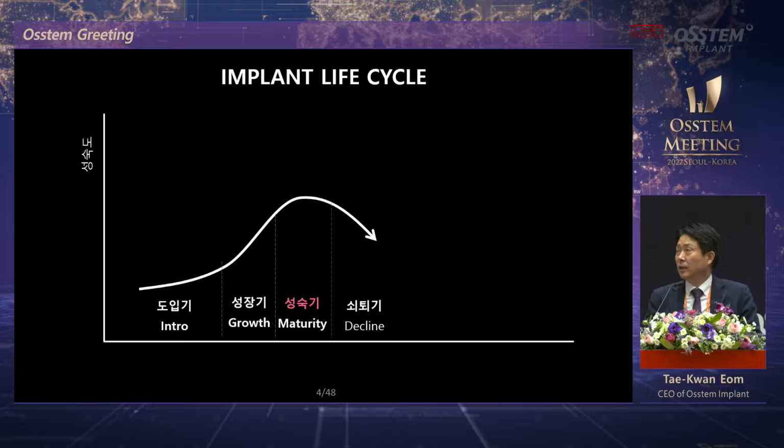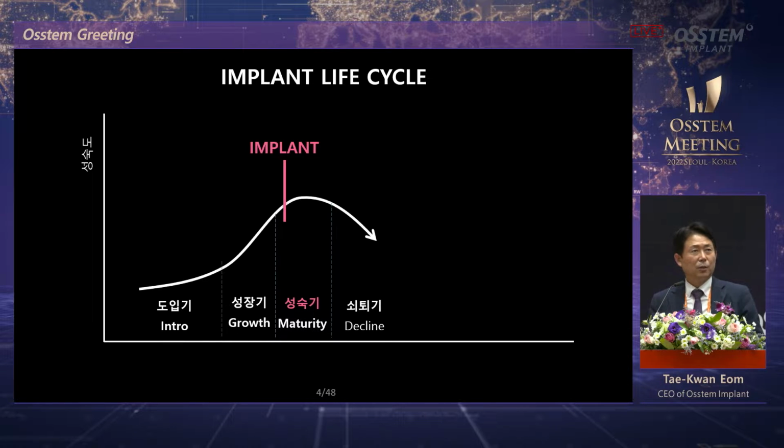This is a familiar chart. Product life cycle. The x-axis is time: introduction, growth, maturity, decline phases. A product goes through these phases. Where is implant? I believe it is here. It is entering into the maturity phase, and it will soon reach the peak.